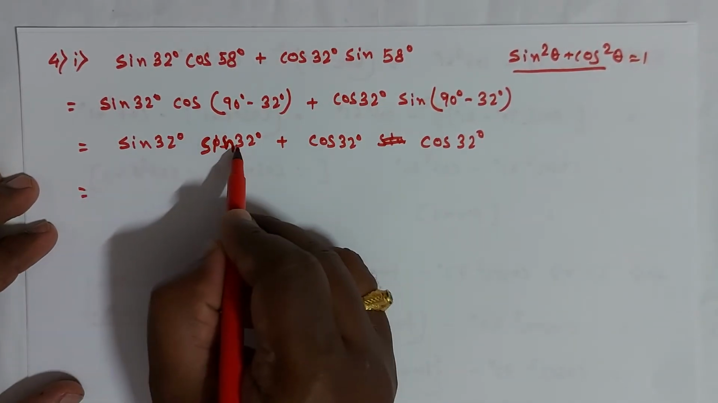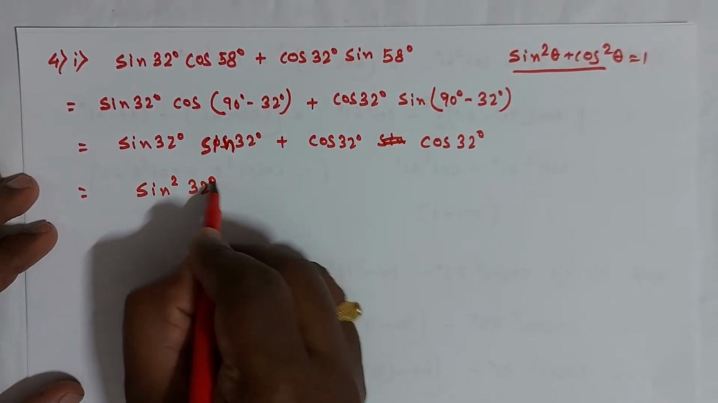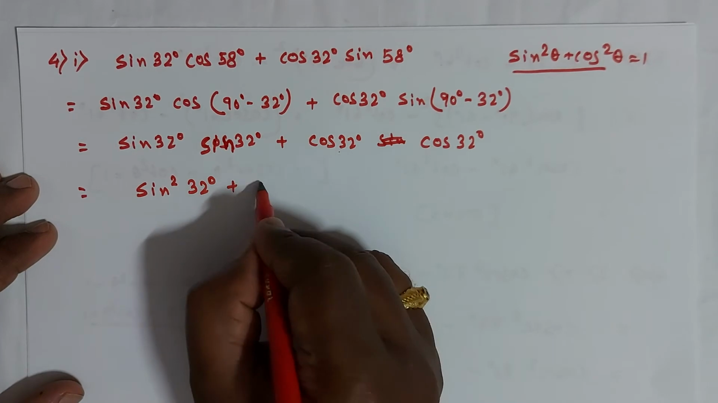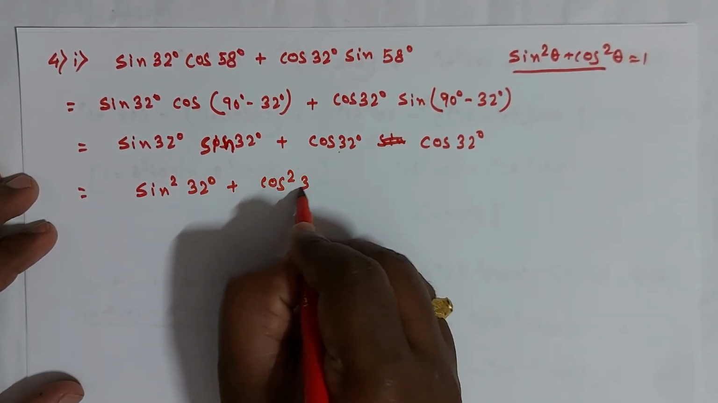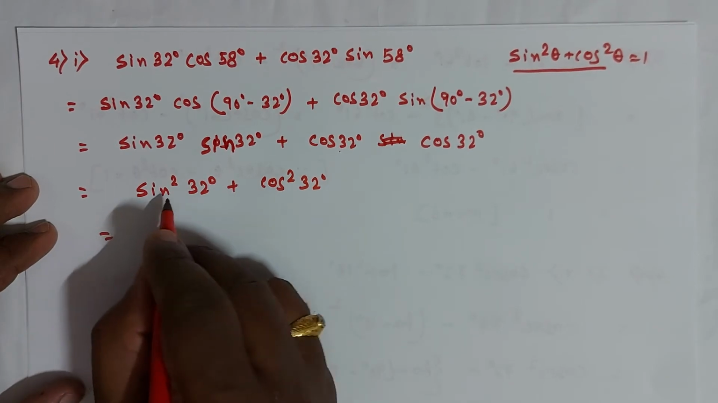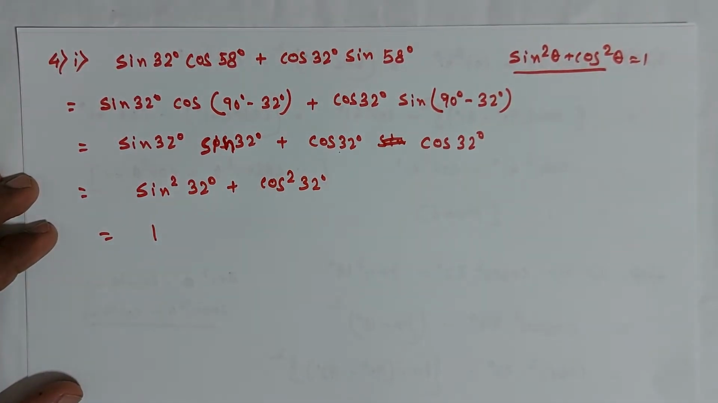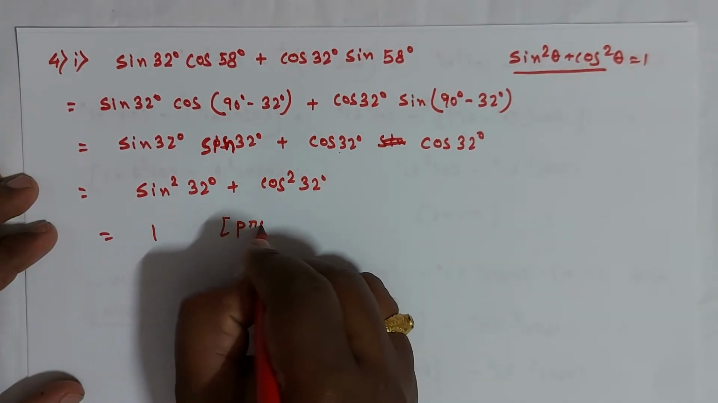So sine 32 into sine 32 means sine square 32 degree, plus cos 32 into cos 32 means cos square 32 degree. So sine square 32 plus cos square 32, that means sine square theta plus cos square theta. Value is 1. This we needed to prove, so it is proved.